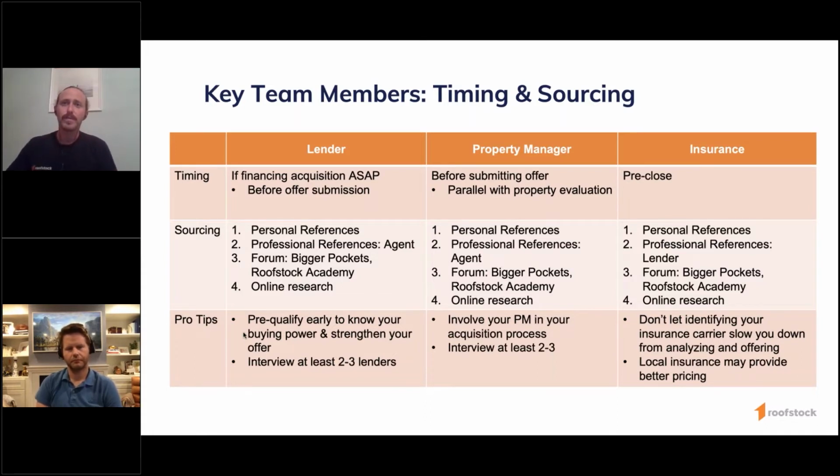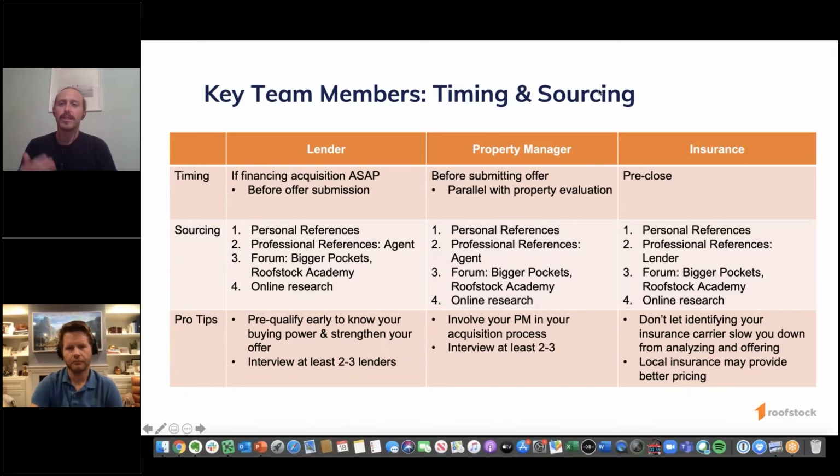Some pro tips surrounding lenders: I think it's really great to pre-qualify early to know what your purchasing power looks like, and it really strengthens your offer because you can submit that letter with your offer to show any seller that you're a potential serious buyer. And I would absolutely interview 2 to 3 lenders on the front end. And we have pre-qualify here.